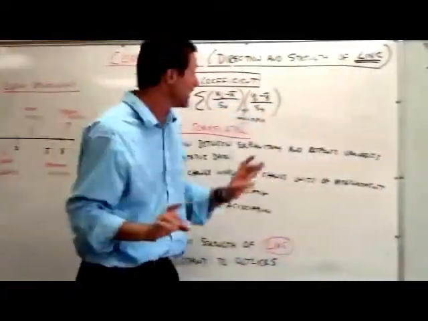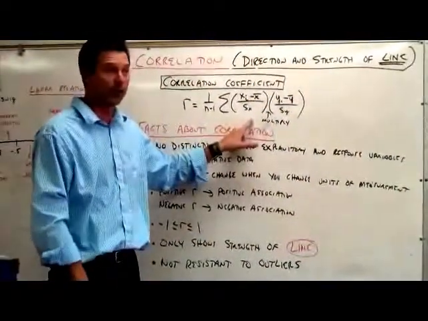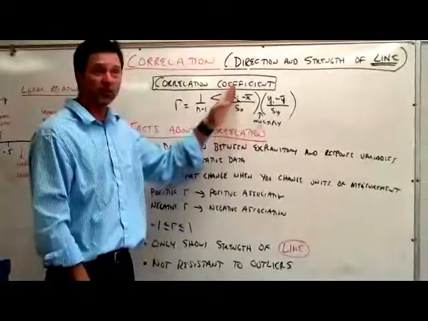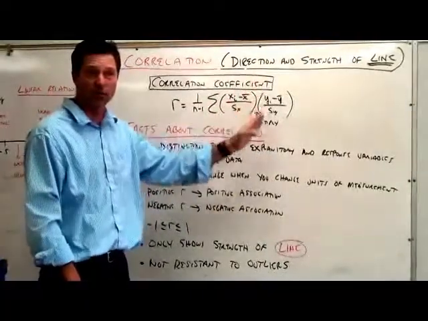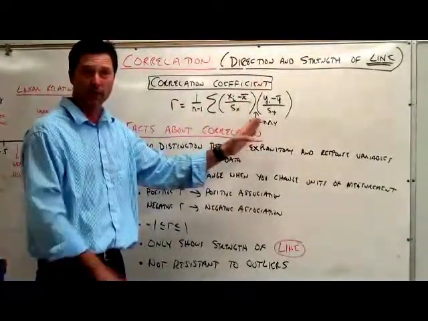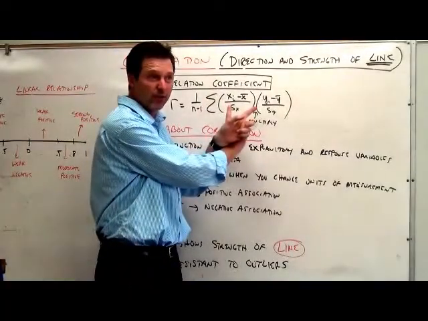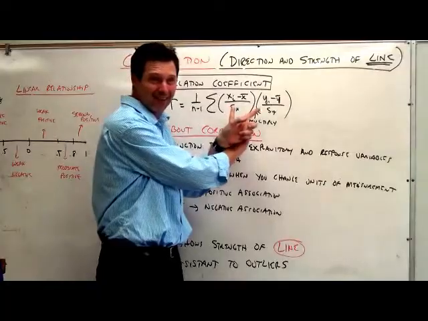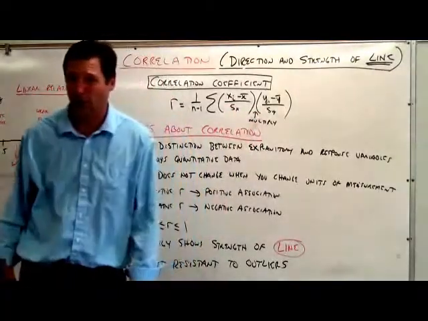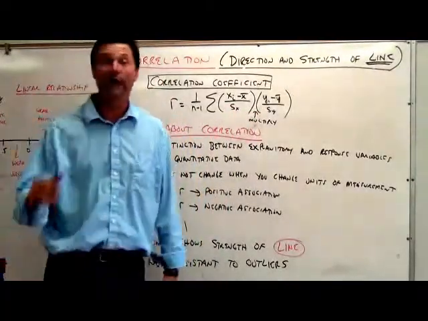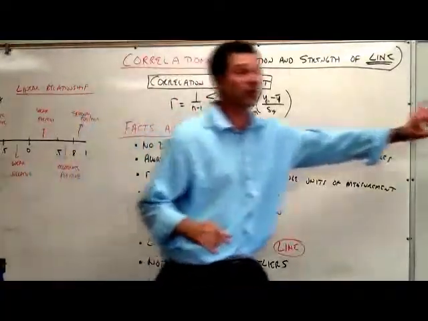Now, here's why. Let's take a look at this formula again. Isn't this just the z-scores in one of the columns and the z-scores in the other column? What happens if I switch them? Isn't 2 times 3 the same thing as 3 times 2? R doesn't care which order you put them in. So correlation's not going to change if you switch these 2 around.